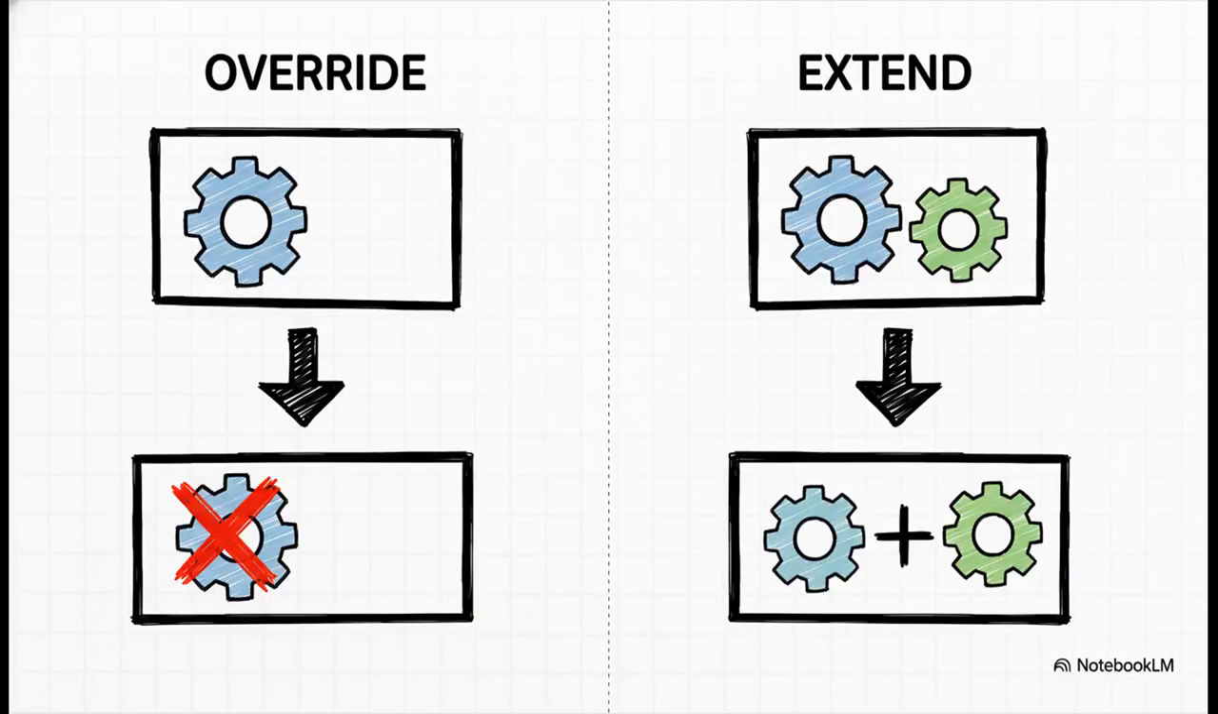And here's where it gets really flexible. The new class has two powerful options. It can completely override a method from its parent. For example, maybe a poodle class has a different, fancier bark method. Or it can extend the parent's method. It can do its own special thing and then call the original method from the base class to do the rest of the work. It gives you incredible control.